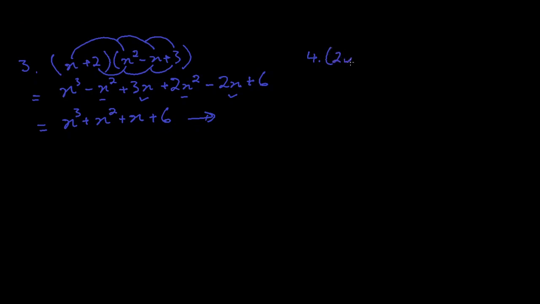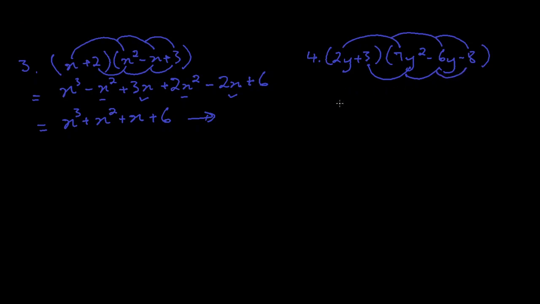So you're gonna have 2y plus 3, then you're gonna have 7y squared minus 6y minus 8. Don't let these numbers scare you guys. The concept, the principle remains the same. This 2y is going to multiply everything in that bracket. Then this 3 is going to multiply everything there.